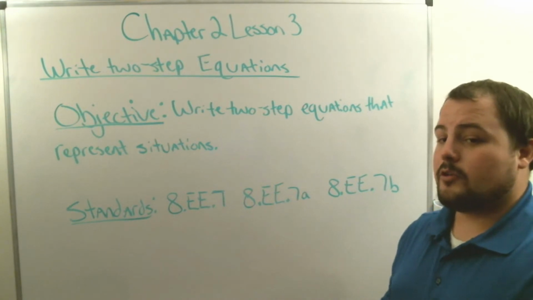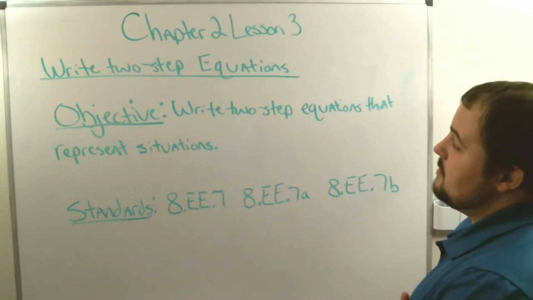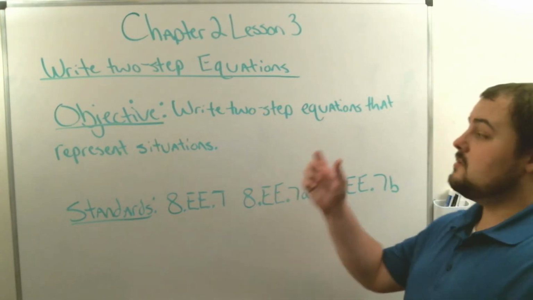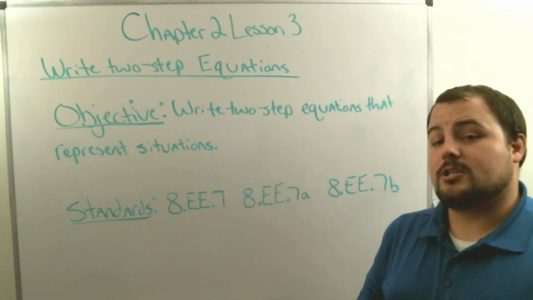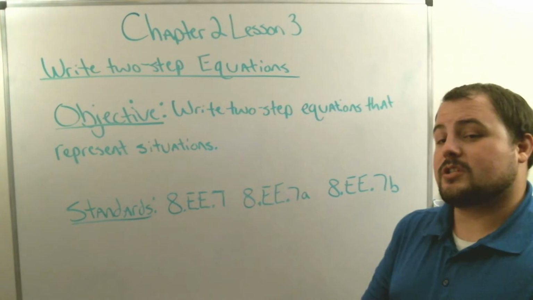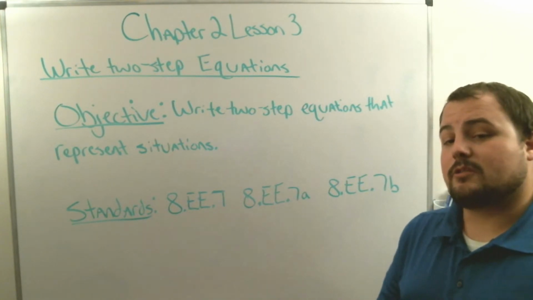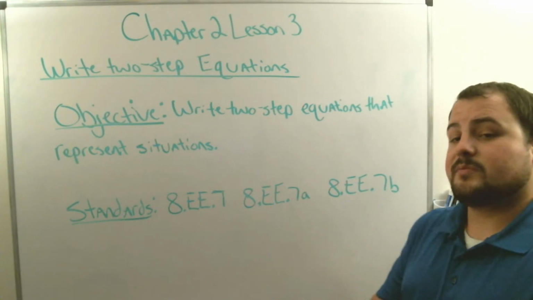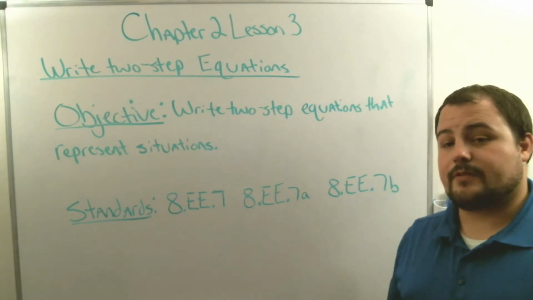And not only are we going to write them, but we might solve some as well. So, Chapter 2, Lesson 3: Write Two-Step Equations. Our objective for today is to write two-step equations that represent situations. So we're going to read a situation, and we're going to write an equation that represents that situation. The standard that we're going to be focused on is 8th grade standard equivalent expression 7, 7a and 7b. Let's go ahead and start our first example.